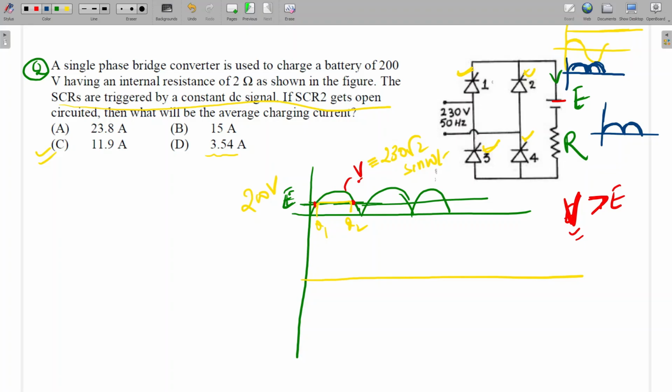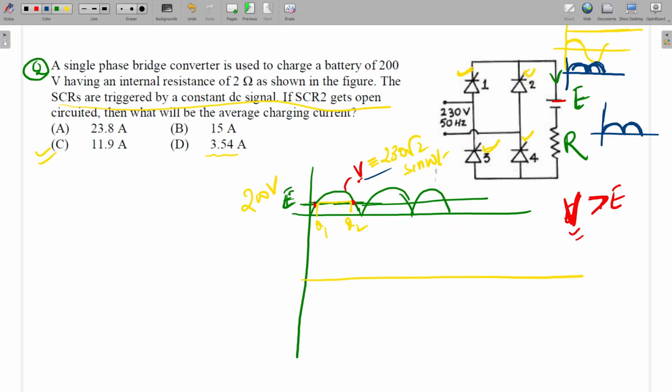Because we are giving constant pulse. Constant pulse means whenever that thyristor is in forward bias, it will automatically conduct because pulses are given for the entire duration. But here, if you see, only when V is greater than E will this come as forward bias. So what other information is given?